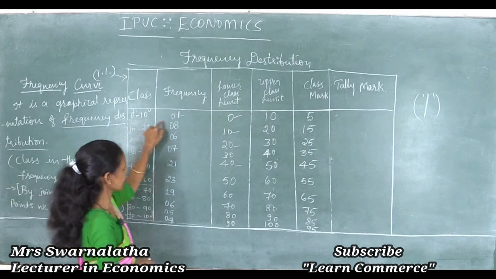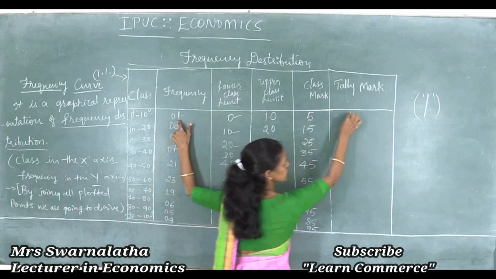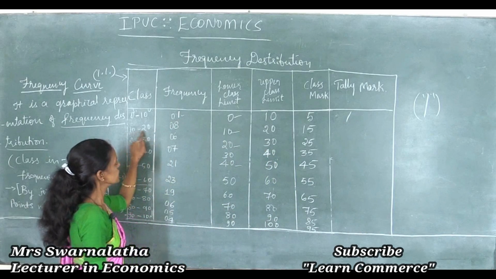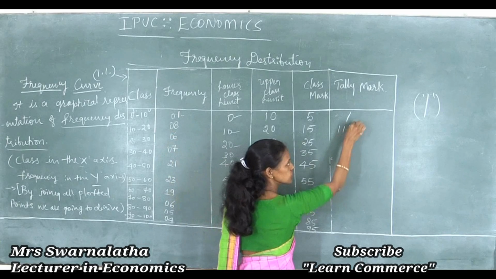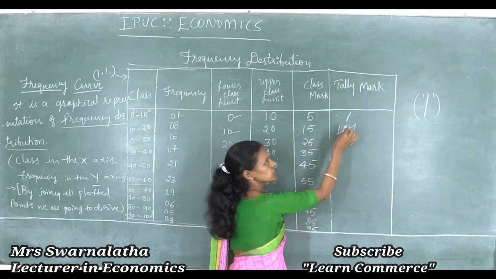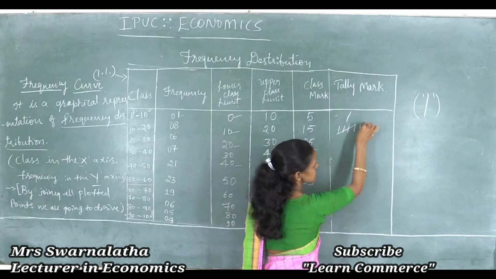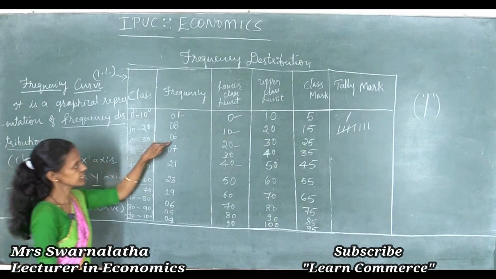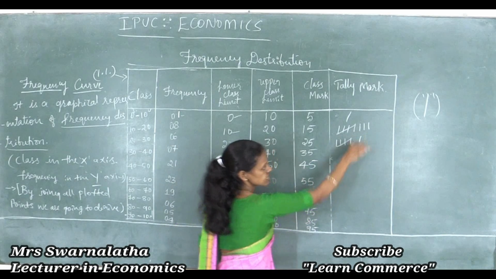Thus 0 to 10, frequency is 1. Then 10 to 20, frequency is 8: 1, 2, 3, 4. After 4, when 5 comes, you should cross the tally mark. 5, 6, 7, 8. So next is 20 to 30, 6: 1, 2, 3, 4, 5, 6.